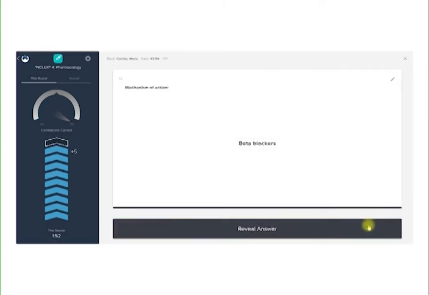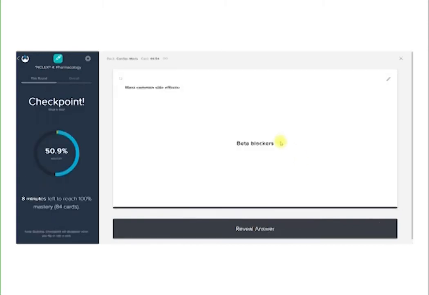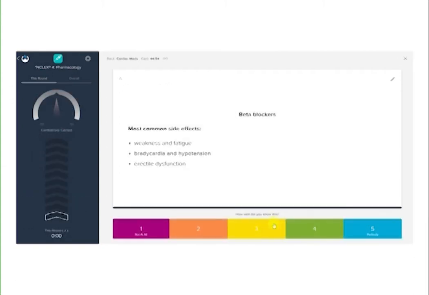Now, the mechanism of action is something that I did not talk about in the tips, and I don't think that you need to know the mechanism of action for every single type of medication. There's just some that I think are important because it seems like you get asked more about that in your NCLEX practice questions. Now this one is the most common side effects for beta blockers. As I said, there's a laundry list of side effects for all the medications, but you just want to know the most common ones. So weakness and fatigue, bradycardia and hypotension, and erectile dysfunction.